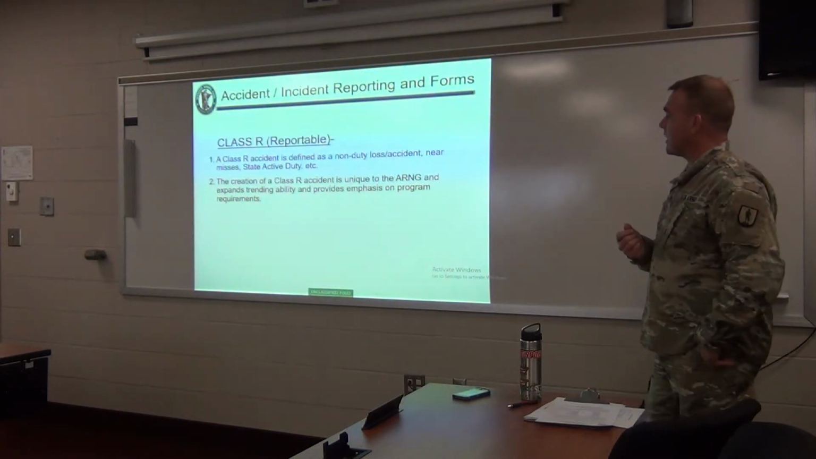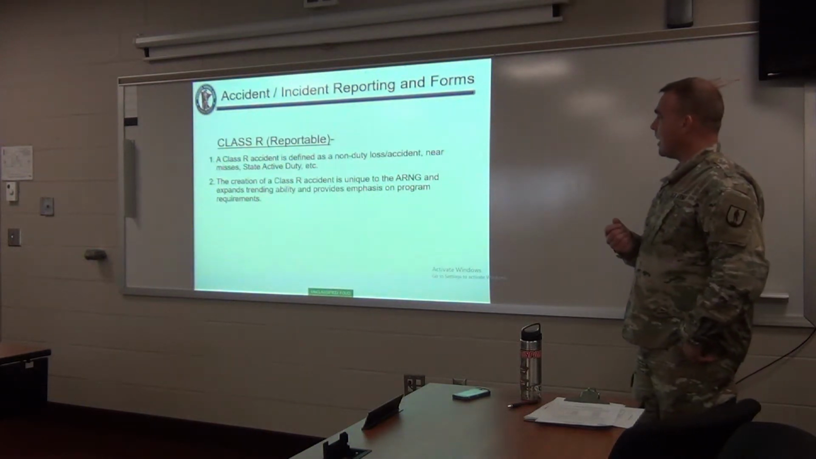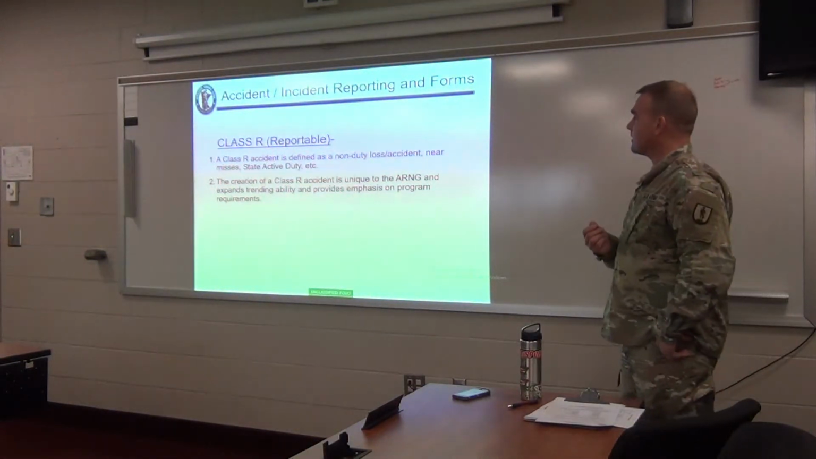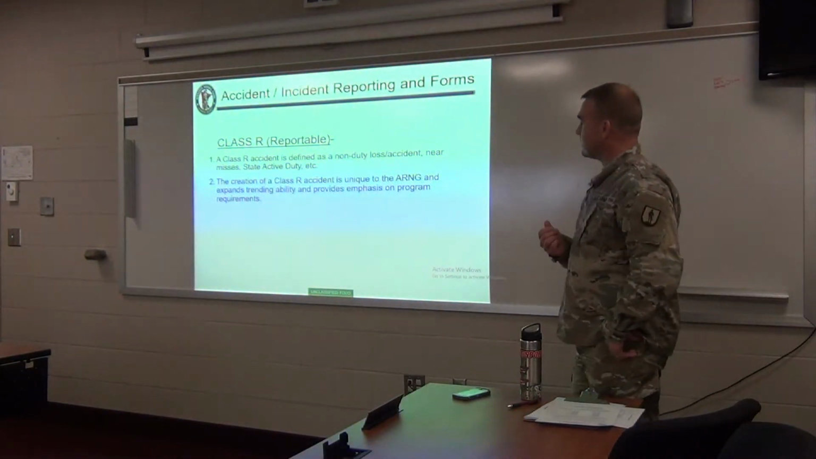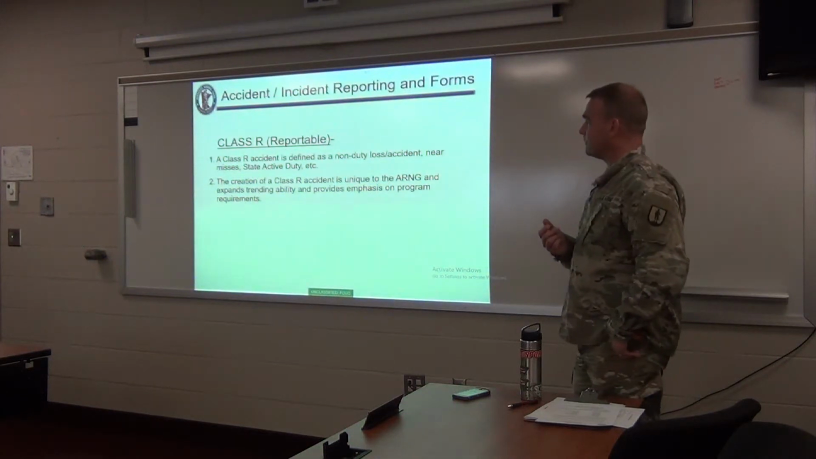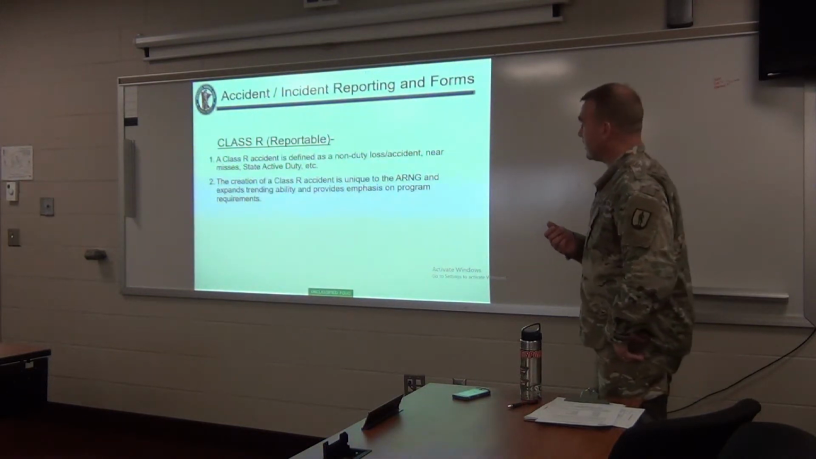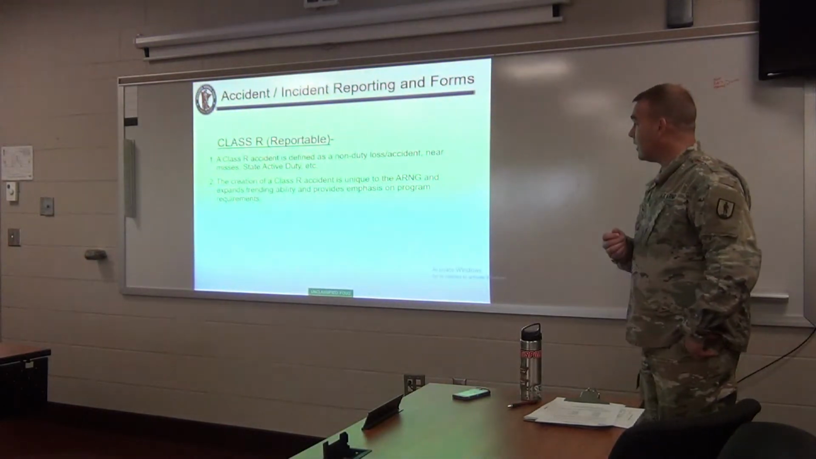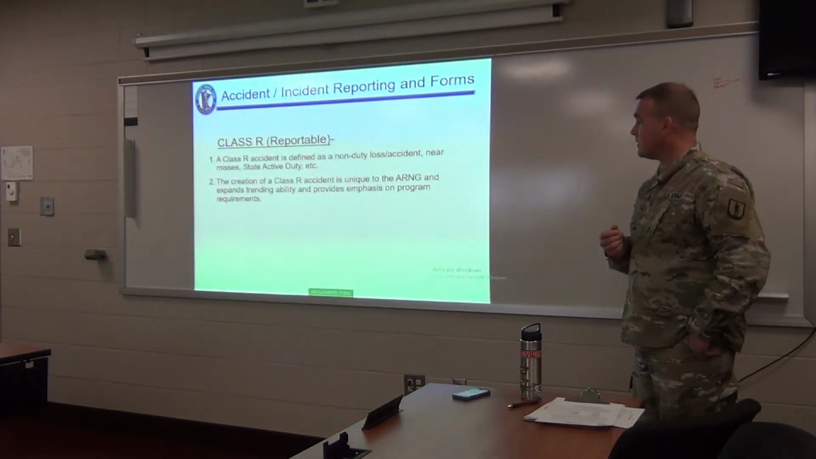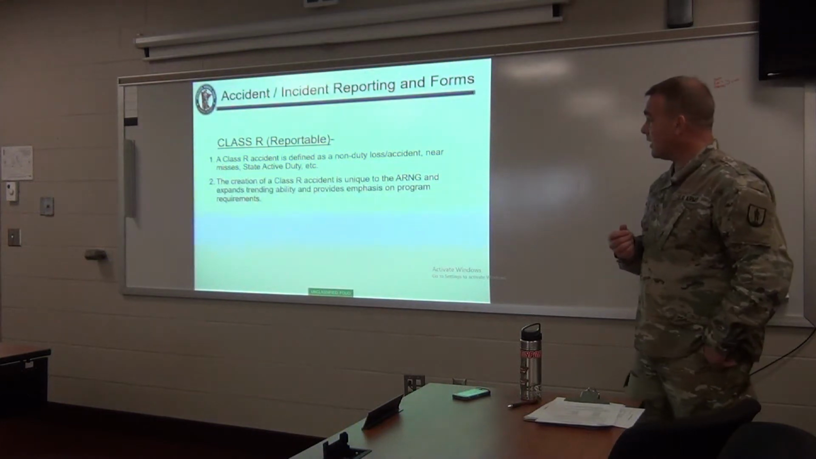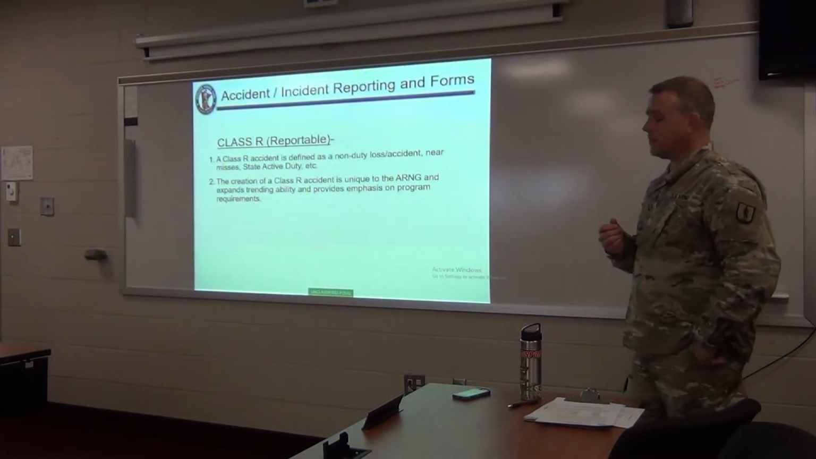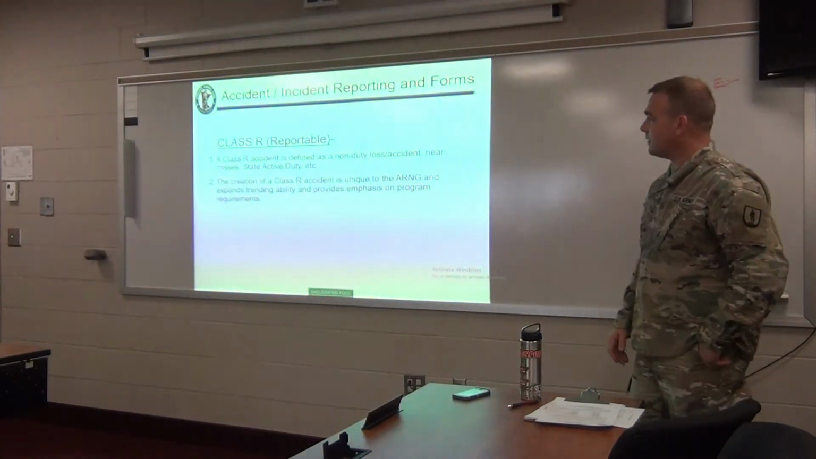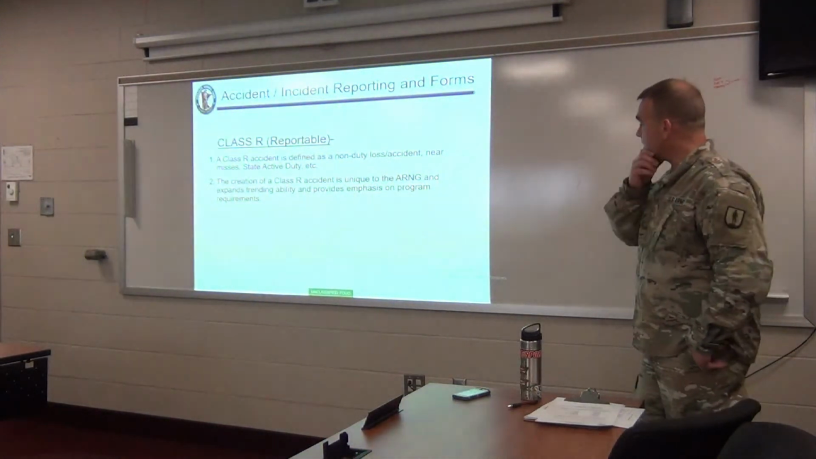Class R, this is the National Guard one. So this is a pretty decent thing because it catches a lot of the near misses for us. Class R, it's non-duty loss or accident, or like I said, any near misses. If you're on state active duty, that's Class R. Like I said, it's unique to the Army National Guard, and it helps us to see trends in near misses and accidents. Next.